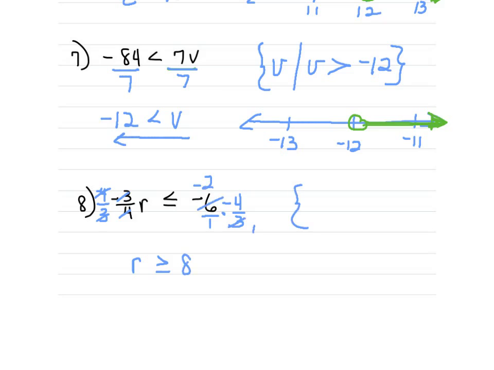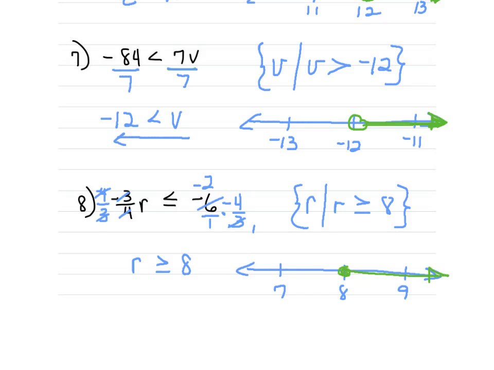So in set notation, all values for r where r is greater than or equal to 8. And we'll graph it this way. 7, 8, and 9. Closed circle on 8, and again we're going to the right.